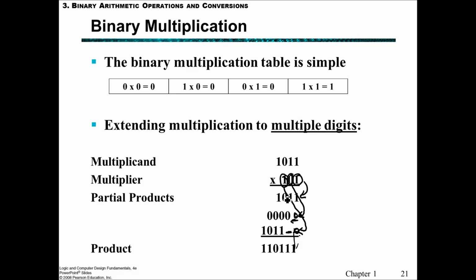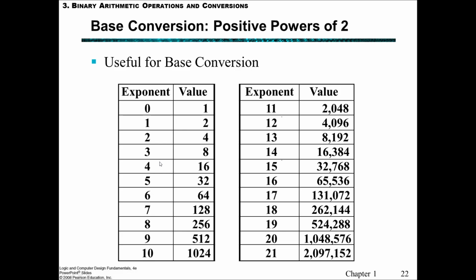Again, 1 plus 0 plus 0, 0 plus 0 plus 1, 1 plus 0 plus 1. We've got a carry here. 1 plus 0 plus 0 is 1, and 1 plus nothing is 1. So there's our product. These are some useful base conversions that you might want to memorize.